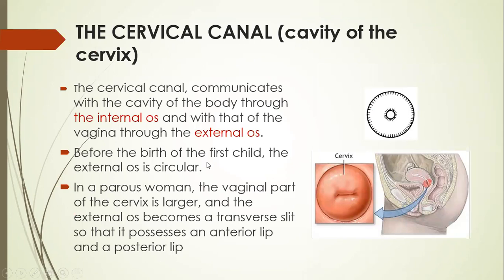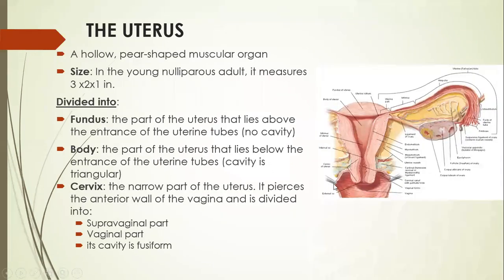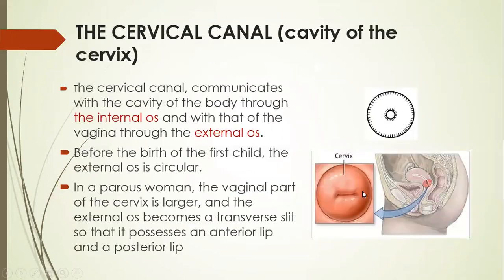Before the birth of the first child, the external os is circular. You see here, this opening outside. If you see it from the vagina, this is how it looks. It is almost circular. So this is the picture shown from inside. This is the case before the first child is born, so the external os will be round and circular.